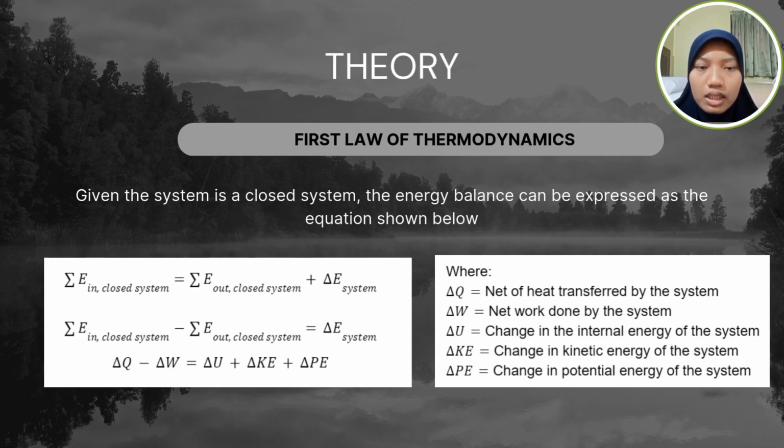The energy balance can be expressed as the equation below, in which E_in of the closed system is equal to E_out of the closed system plus ΔE of the system. We arrange it so that it becomes E_in minus E_out of the closed system is equal to ΔE of the system, so that the net heat transferred to the system minus net work done by the system is equal to the change in internal energy of the system plus change in kinetic energy of the system plus change in potential energy of the system.